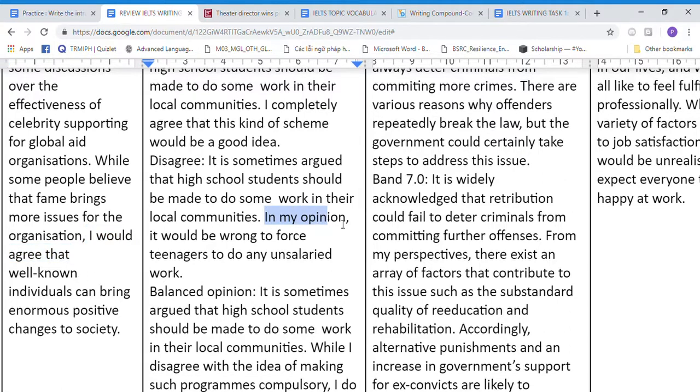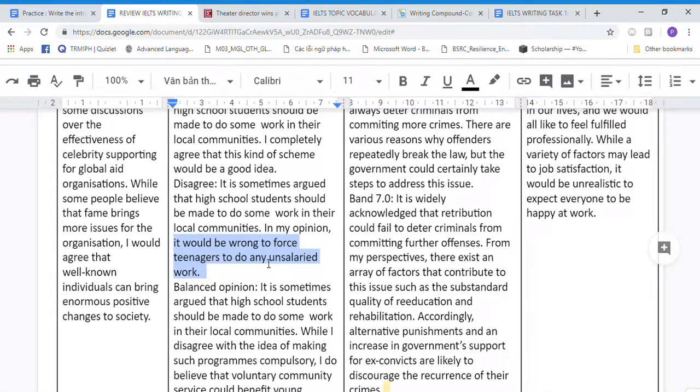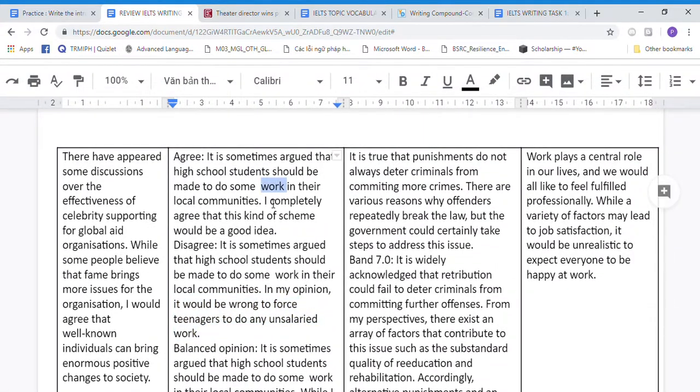Như kiểu mình có in my opinion rồi thì đằng sau mình có thể bảo là it would be wrong to force teenagers to do any unsalaried work. Rất dễ. Nhìn cái agree thì chỉ cần nói I completely agree that. Còn phần đầu thì hoàn toàn chính là đi paraphrase câu hỏi. Này cũng tương tự, đi paraphrase câu hỏi. Hai câu này xem nhau, y hệt như nhau.